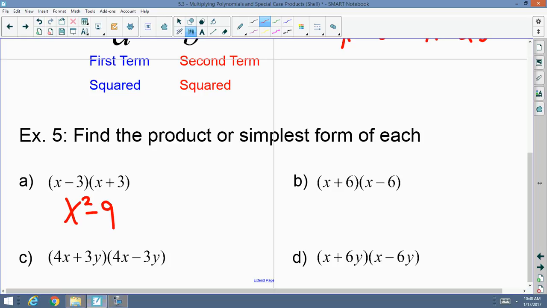I don't get it, Moro. Do it the long way. I promise you, you'll see it. What's x plus 6 times x minus 6? x squared minus 36, because I took the first term squared minus the second term squared.